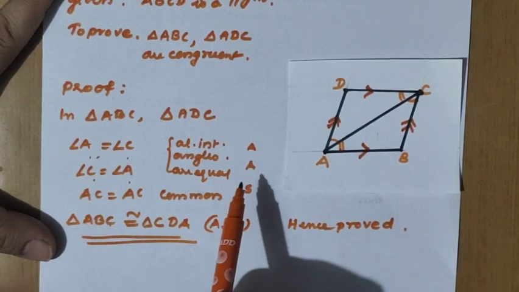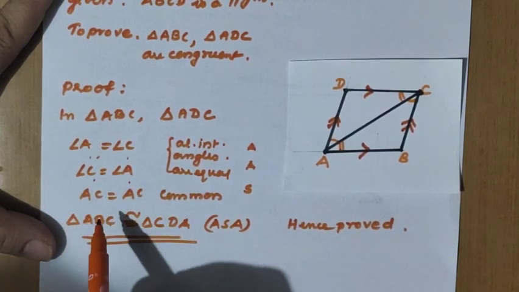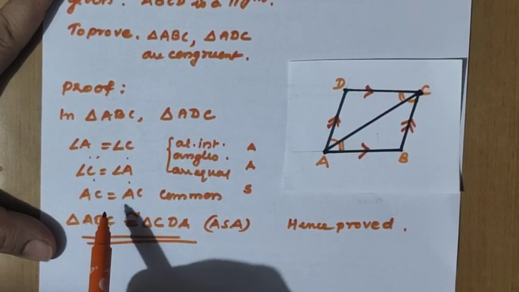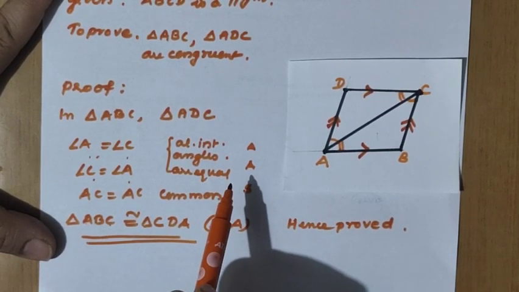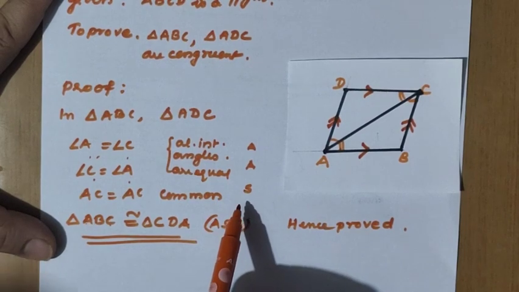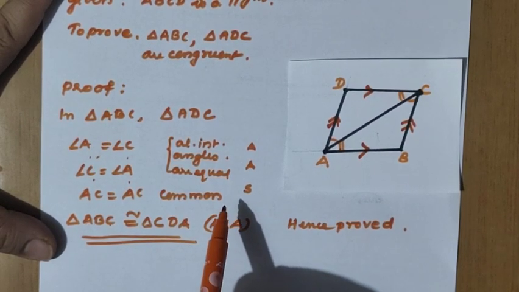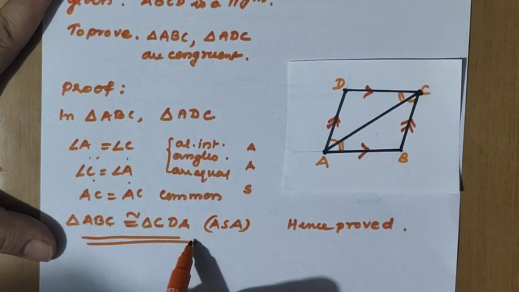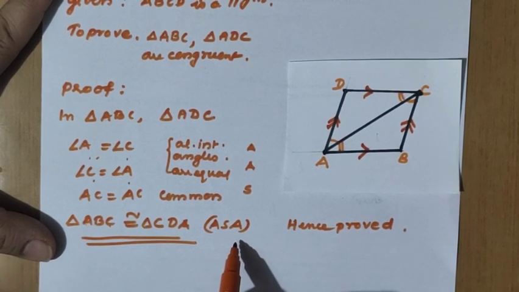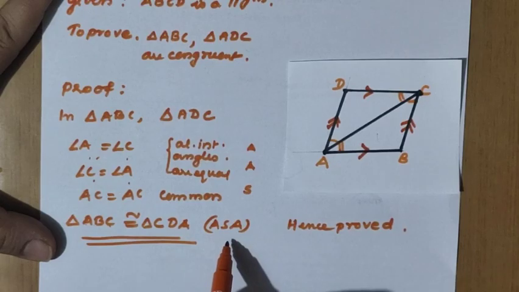Now we got two angles. A third angle is not possible for us, so what is the side? We can take AC equal to AC, the common side. So we got two angles and one side, and the side is also the included side. So what can we conclude here? Triangle ABC is congruent to triangle CDA by ASA criteria. Hence proved.